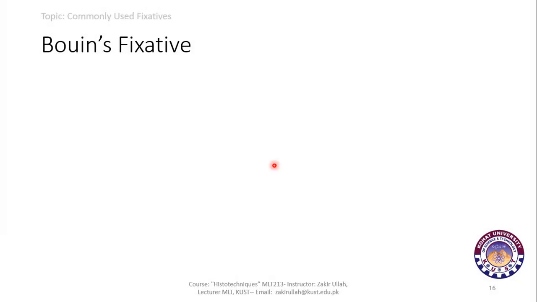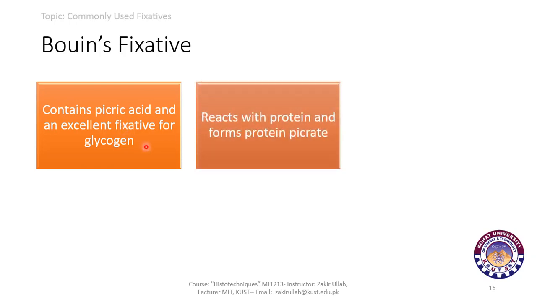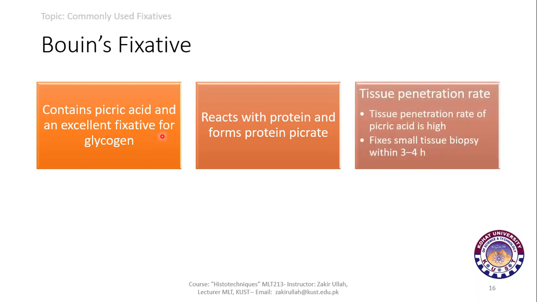The last fixative of today's topic, which is used commonly in the lab, is Bouin's fluid. Bouin's fluid contains picric acid, and it is an excellent fixative for glycogen. It reacts with the protein and forms a protein picric acid complex. The penetration power of Bouin's fluid is high, and it fixes small biopsies within 3 to 4 hours.